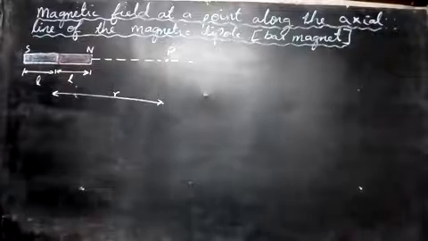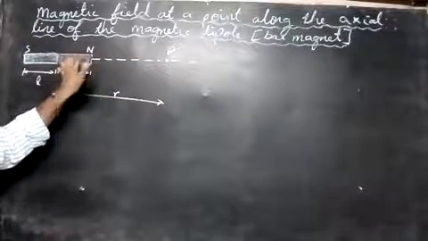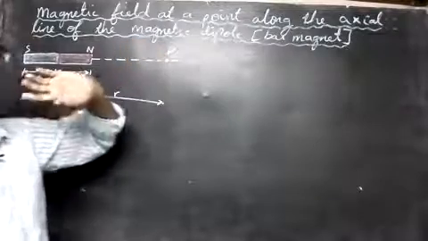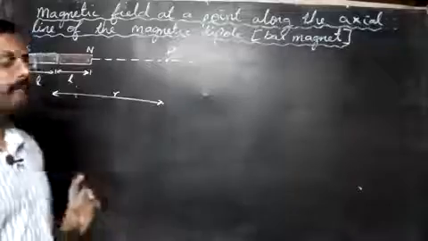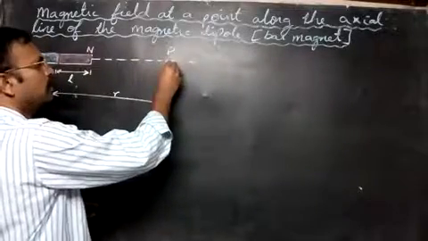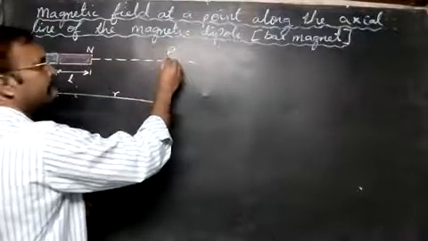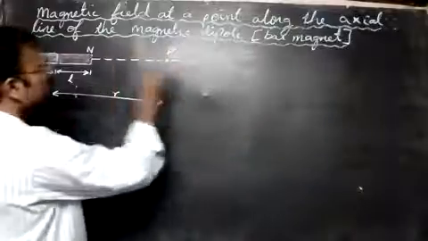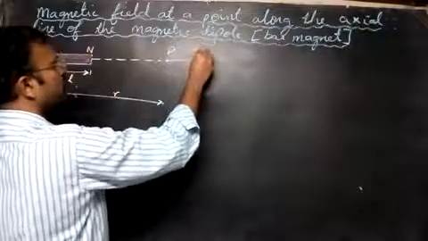Now let us see what happens at this point P. We're keeping a unit north pole here. Remember we used a test charge in electrostatics; now we're using a unit north pole. That means only the north pole we're keeping. It doesn't exist there, but just for understanding, keep a small north pole here. So what will happen? The north pole will repel, so there will be a force here. That's the force due to the north pole.